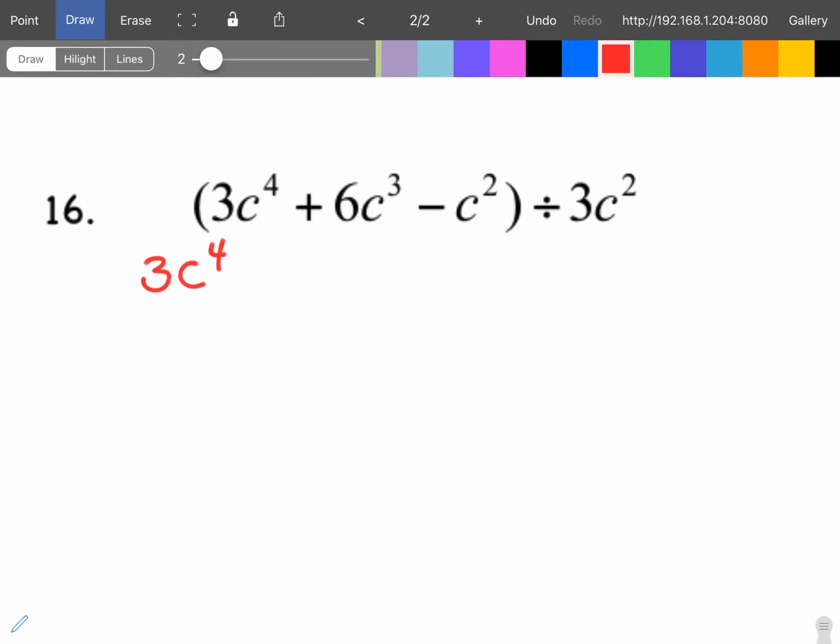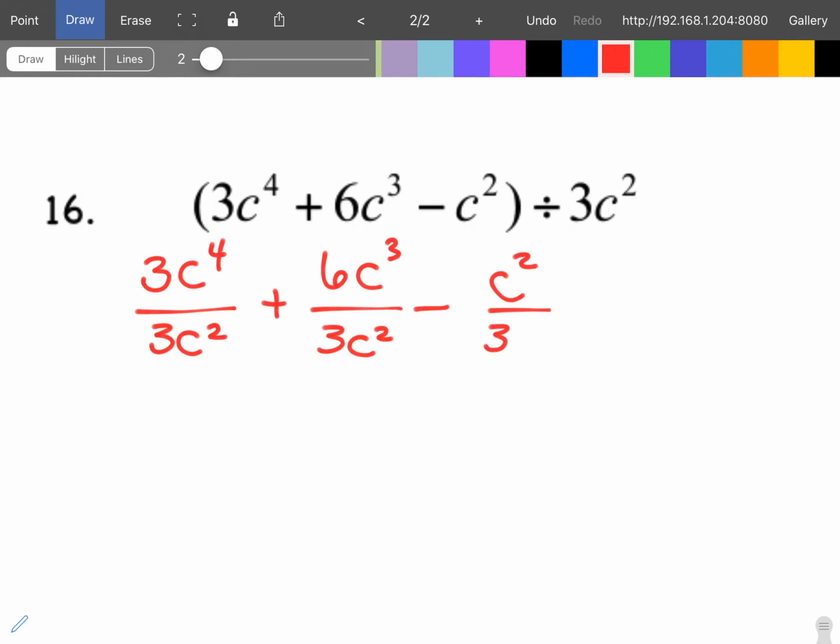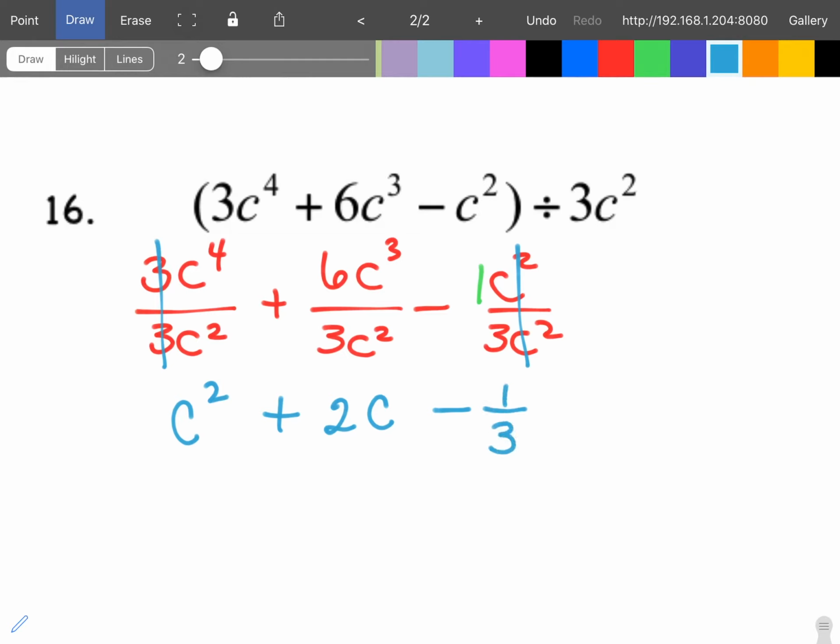And 16. Okay, so these would cancel and we'd have c to the 2nd power plus 2c minus, those would cancel, but this has a 1 in front of it. Okay, so it's just going to be minus 1/3.